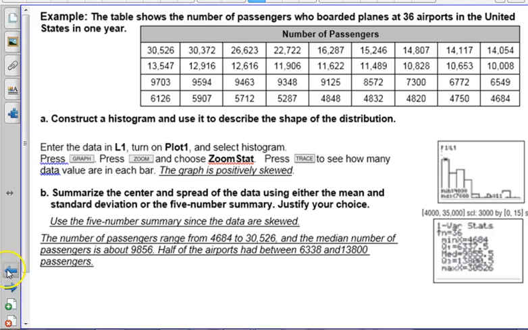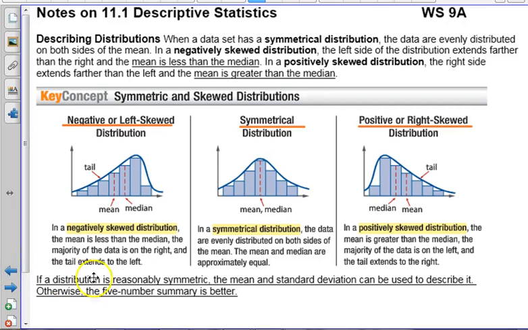So you already have this, right? And it says this on your paper. If it's reasonably symmetric, use the mean and standard deviation. Otherwise, a 5-number summary is better. Does it say that on your paper? Okay.